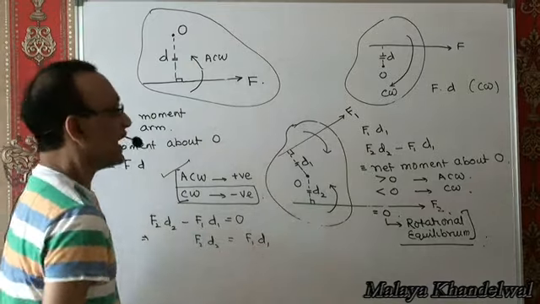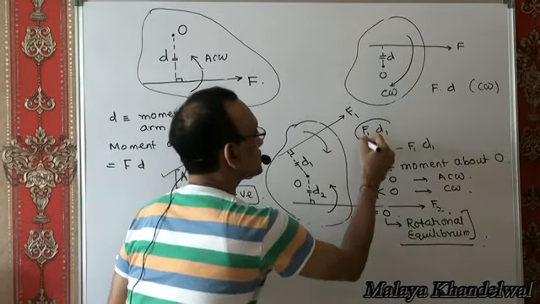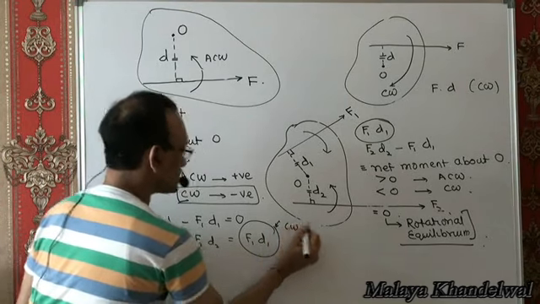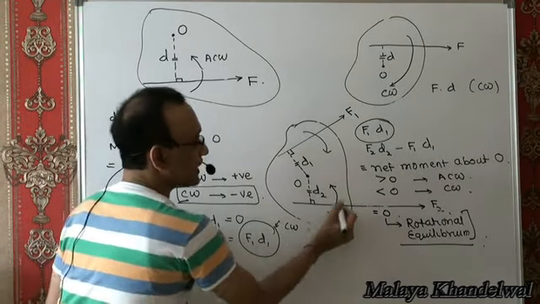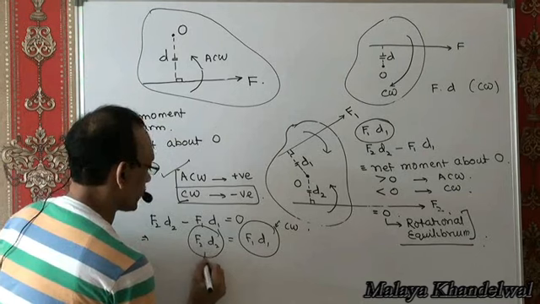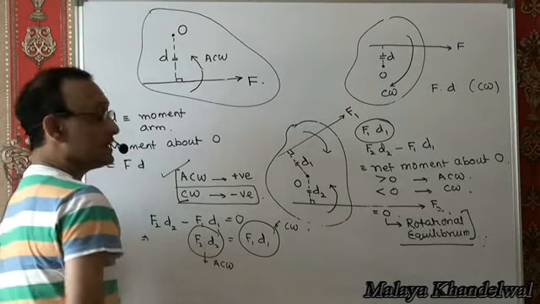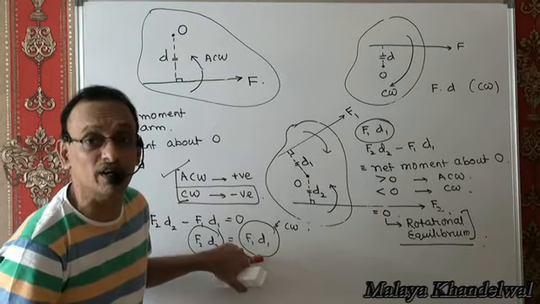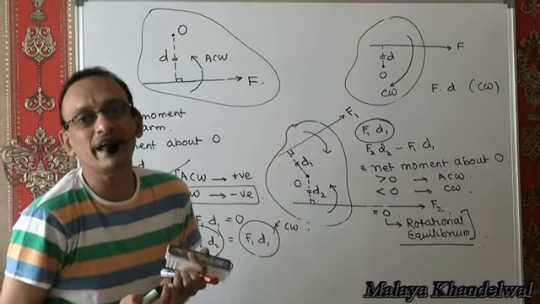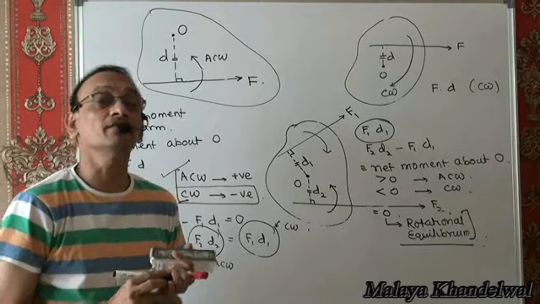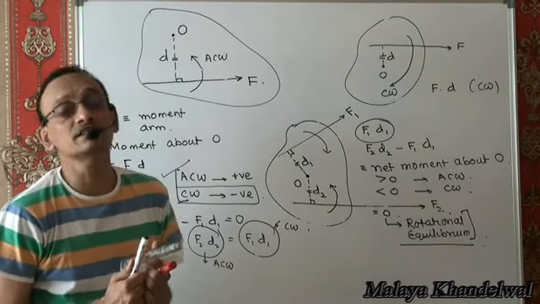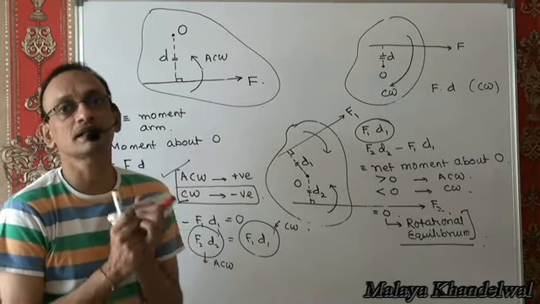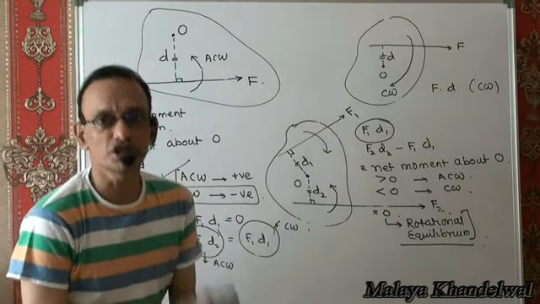That means F1 d1, as you can see, is the clockwise turning effect. F2 d2, as you can see, is anti-clockwise. That means if the net anti-clockwise moment turns out to be equal to the net clockwise moment, then the net moment acting about that point is 0, and there is no net turning effect, and we say it's a case of rotational equilibrium.